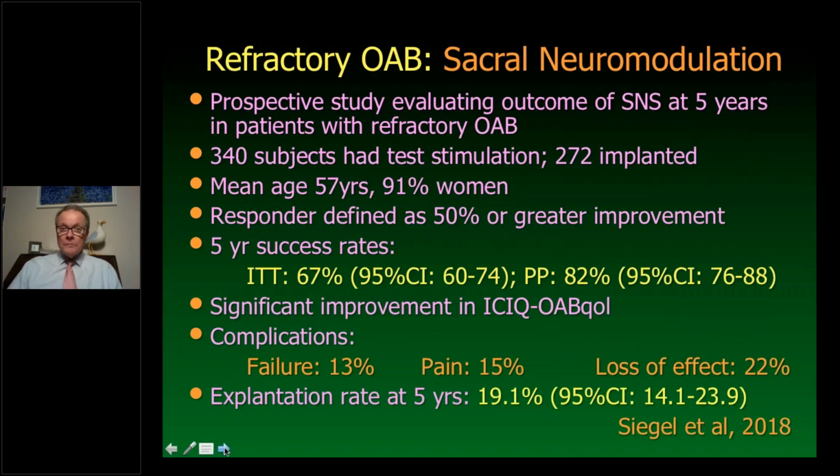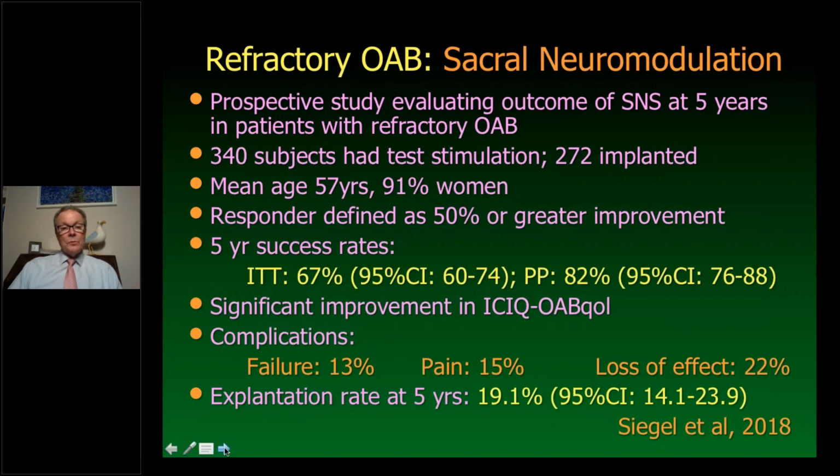A more recent study has been reported in 2018. So this was a large prospective study looking at outcome of sacral neuromodulation at 5 years in 340 subjects, of which 272 had an implant. 90% of these patients were women, and responder in this study was defined as a 50% or greater improvement in symptoms. So if we look at the 5-year success rates, we can see in the intention to treat protocol around 67% and per protocol around 82%.